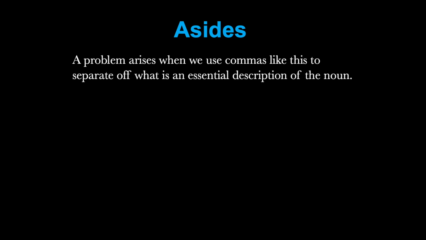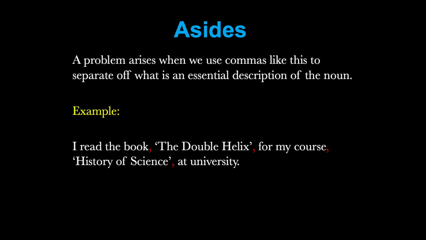A further problem here arises when we're using asides. That's when we're using commas like this to separate off what is an essential description of the noun. Look at this example. I read the book, comma, The Double Helix, comma, for my course, comma, History of Science, comma, at university. Here, between the pairs of commas, we're apparently providing some additional information. But really we're providing the title of both the book and the course. And if we were to remove these, as we should be able to do with all parenthetical elements, all asides, all we're left with is I read the book for my course at university, which doesn't give us nearly the same kind of information as the full sentence.